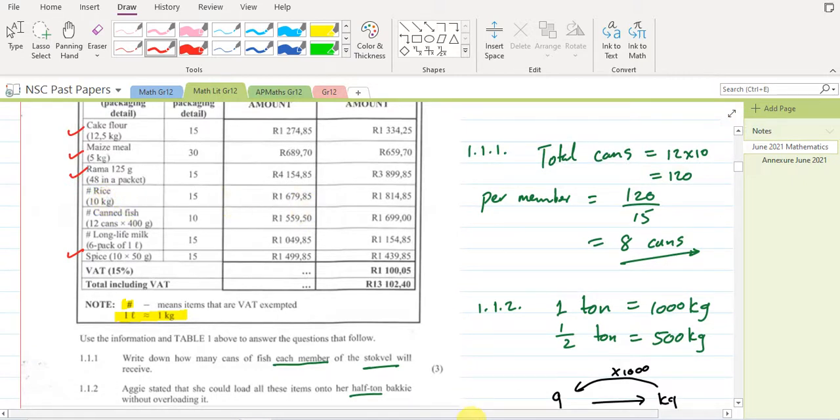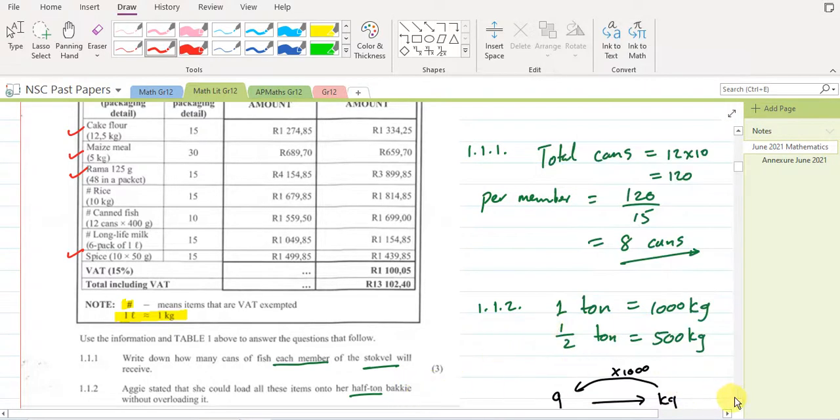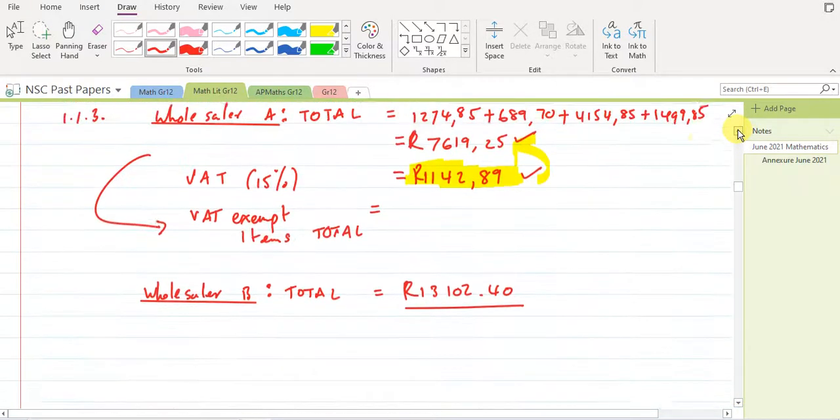So it's the rice, which is 1,679.85, plus 1,559.50, plus 1,049.85, and the answer is equal to 4,289 rand 20 cents.